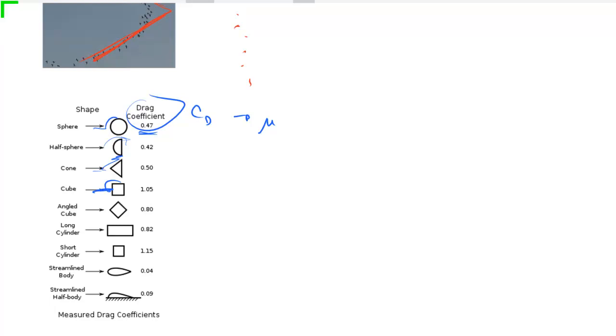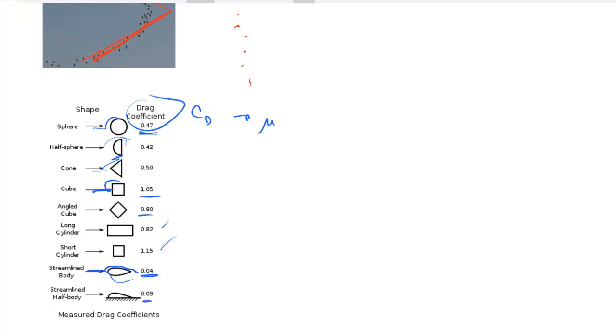An angled cube: if I simply take this cube and rotate it, then the drag coefficient goes down from 1.05 to 0.8. So a little bit different. We see a long cylinder, a short cylinder, and a streamlined body, one that has been aerodynamically designed so that the air flows in and then goes around like this, is very, very low, 0.04. Half of a streamlined body, 0.09.